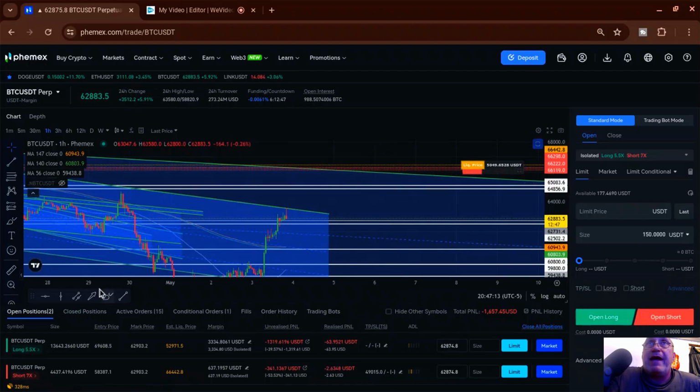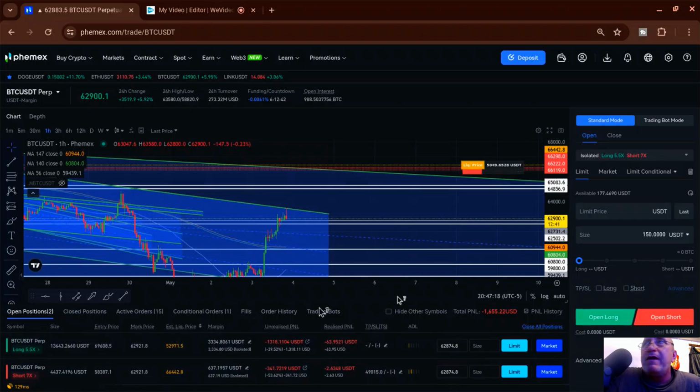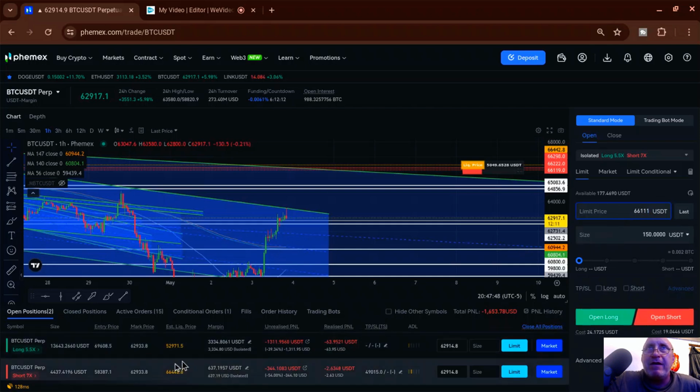Okay, so my liquidation price currently on this short is 66,442. So let's go over here to the right. I'm gonna put in another short order at 66,000. Let's make this one 66,279. See, that's a little lower. Just in case of a super fast wick up there, I want this to fill for sure because I've got other orders in. So let's make this one 66,111. My liquidation price is 66,442.